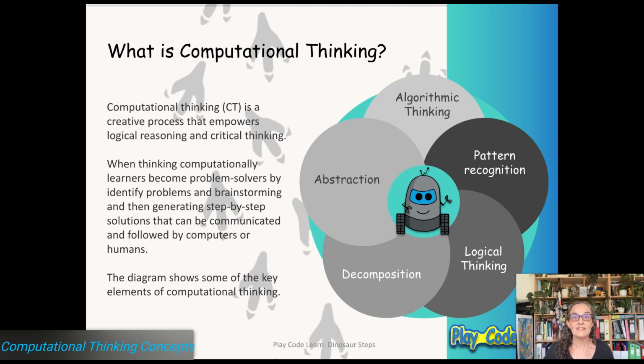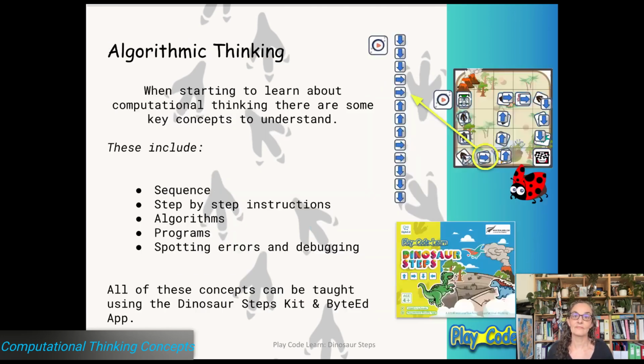The diagram that you can see on this slide shows some of the different elements of computational thinking. We have algorithmic thinking, abstraction, decomposition, logical thinking, and pattern recognition. To start, we'll have a look at algorithmic thinking. This is when you're starting to learn some of the different key concepts. And the key concepts for absolute beginners are the ones on the bullet points. They need to be able to know about sequence and putting things in logical step-by-step orders.